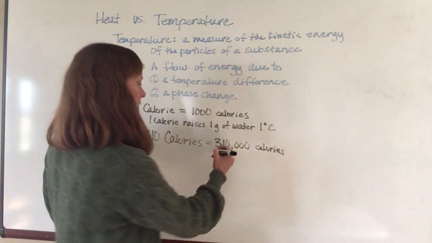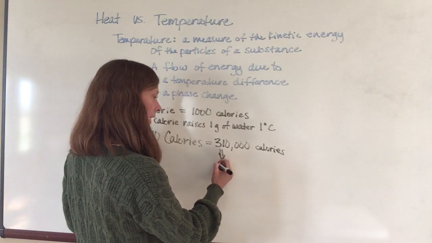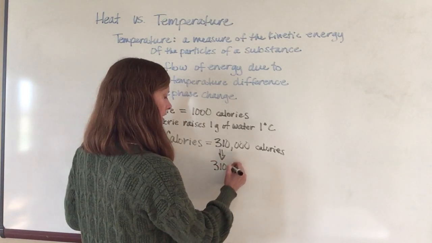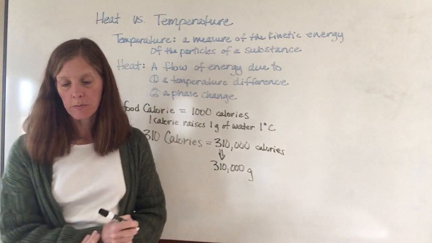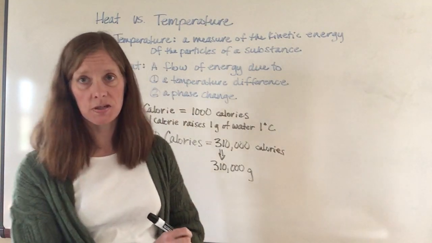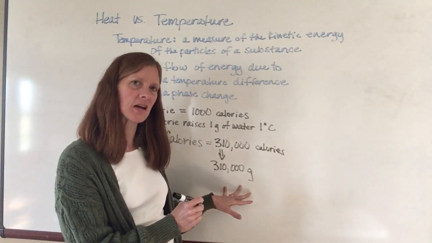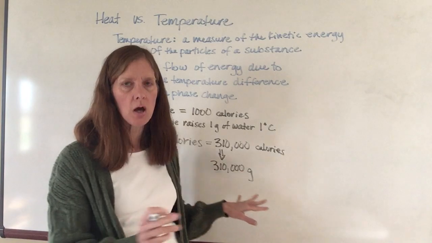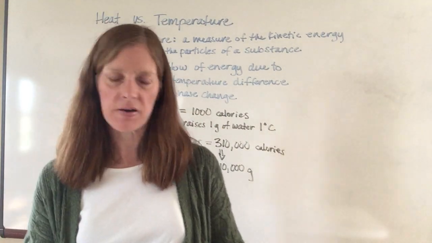Okay? Now, for each chemistry calorie, it's going to raise 1 gram of water by 1 degree Celsius. So therefore, that means 310,000 calories can raise 310,000 grams of water by 1 degree Celsius. Okay? Again, that's something that's kind of hard to wrap your head around. So part B of this question is going to help us try to quantify this a little bit.